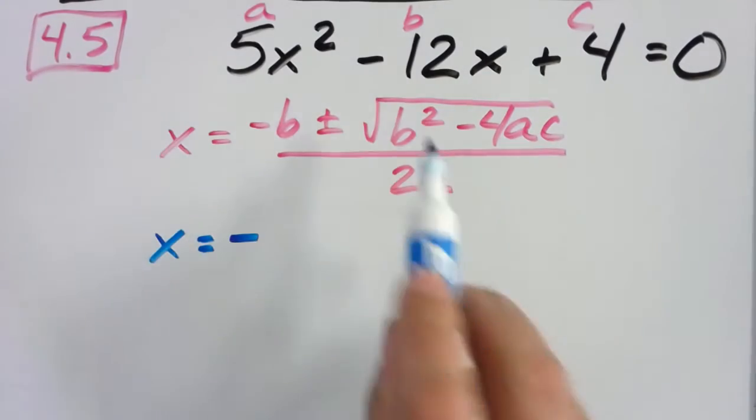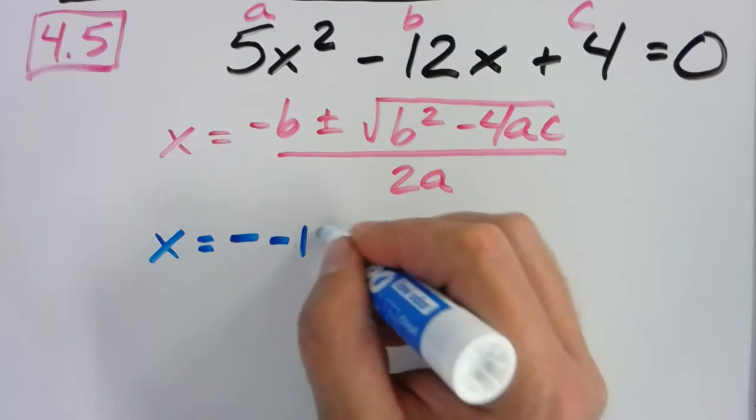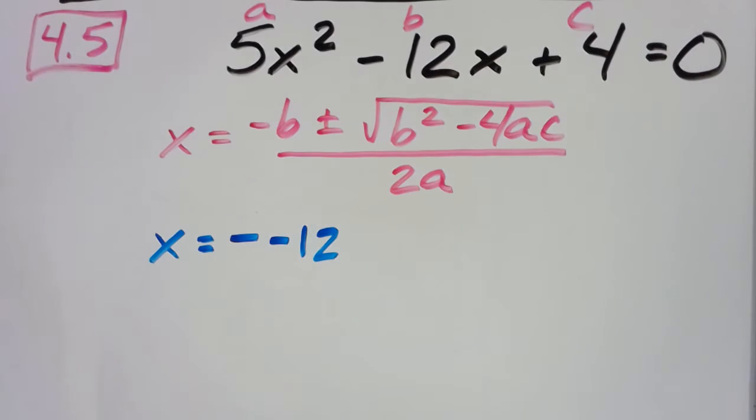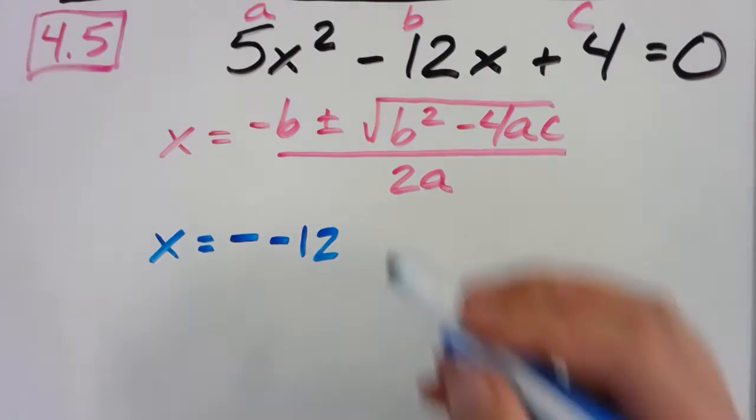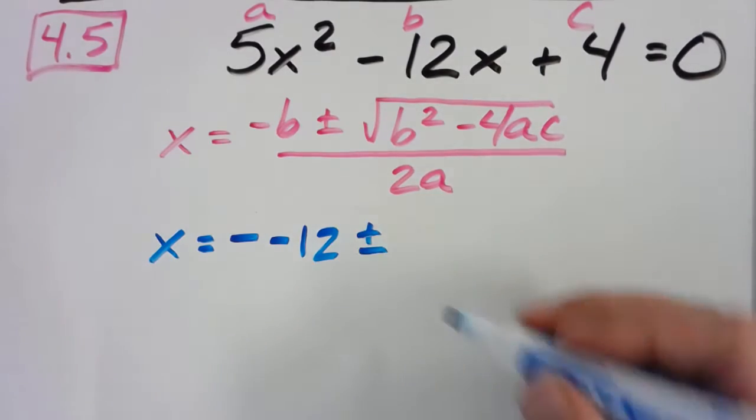So I'd start with negative b. Now b is this negative 12, so I'll write a negative 12. Yes, that sign will change. Many of you would do that in a single step, but I like to take the time to draw it twice just so I can know I need to make that step.